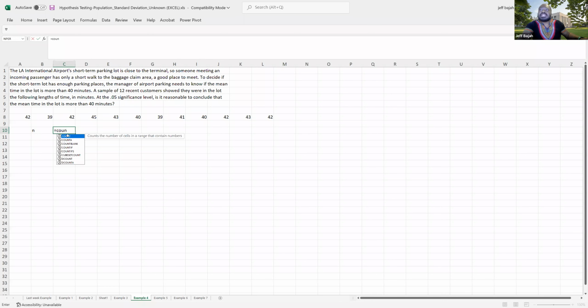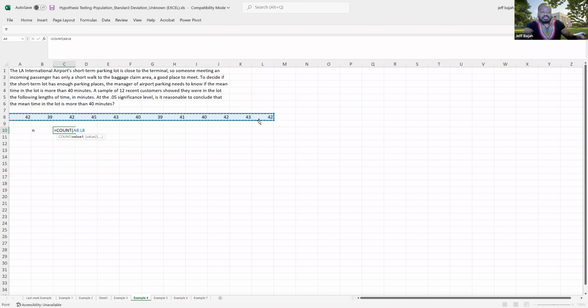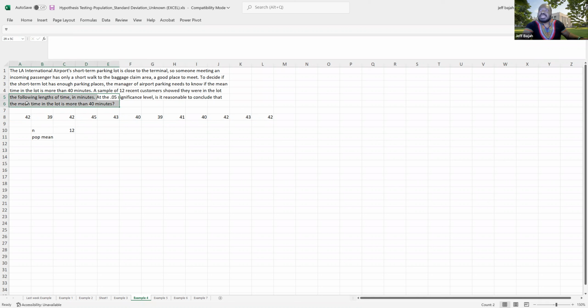So let's do a count and see what the sample size is. Sample size is 12. And the population mean, we know that because the question tells us: is it reasonable to conclude that the mean time in the lot is more than 40 minutes? So we know that that's the population. Remember, the whole essence here is to prove or unprove what the population mean, or the population parameter, is. So the question will always be about the population mean. That's how we know that.